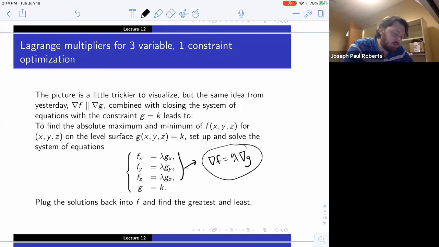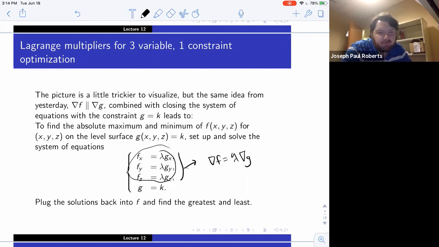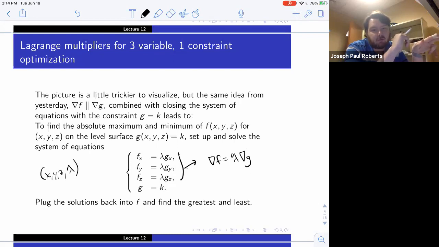So this single vector equation breaks up into 3 scalar equations. And then just like before, we also have to have g equals k so that we have the same number of variables as equations, because the idea is that we have x, y, and z floating around, but now that we've introduced this constant of proportionality between the gradient vectors, lambda, that's a 4th variable, and so we have to close the system and have g equals k as well.